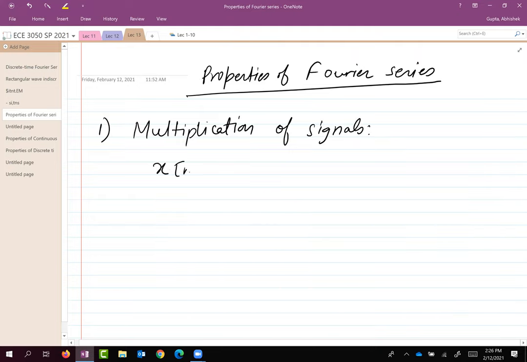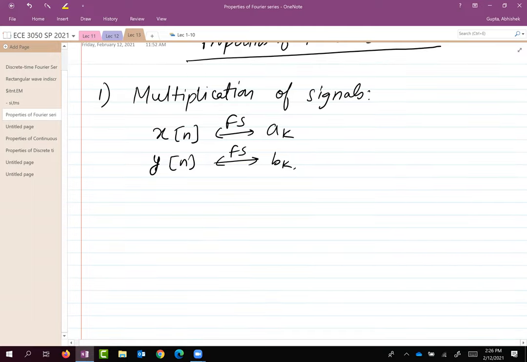So I have x[n], whose Fourier series coefficients are a_k, and I have the signal y[n], whose Fourier series coefficients are b_k. Let me multiply the two signals. If both the signals are periodic with fundamental period capital N, the multiplication is also periodic with fundamental period capital N.